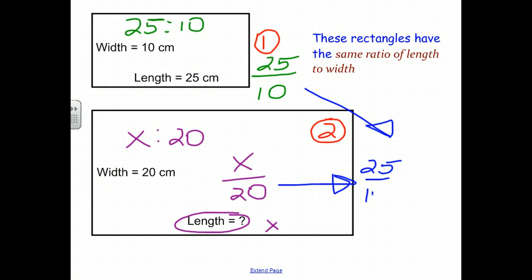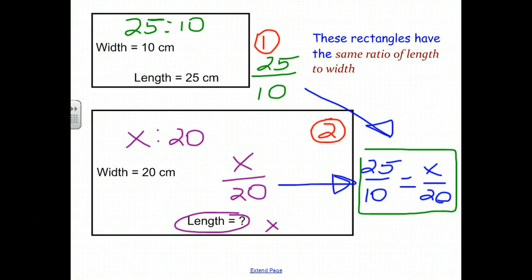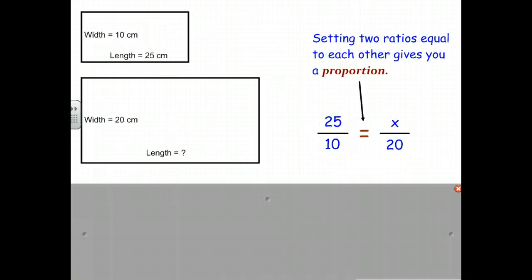25:10 is the same as some unknown x to 20. And what we have right here, this setting equal of ratios because they represent the exact same thing, particularly when we have an unknown value like this variable, that is a proportion. Setting two ratios equal to each other, provided you know that they're equal to each other, gives you what's called a proportion, and that really is just the definition of a proportion. Two ratios that are set equal.